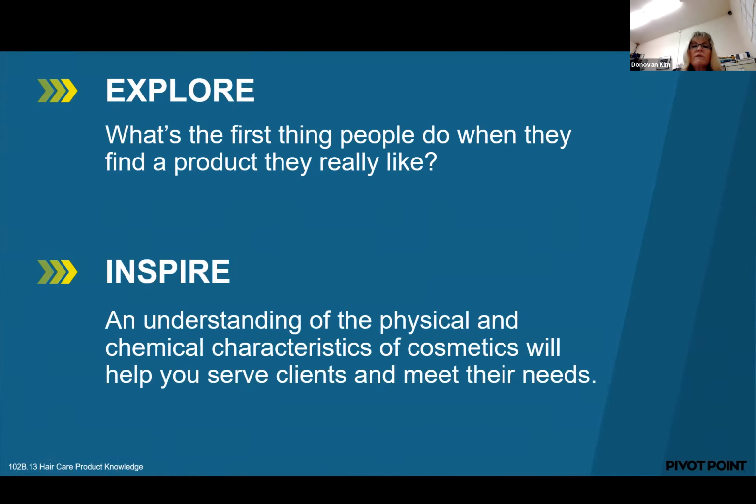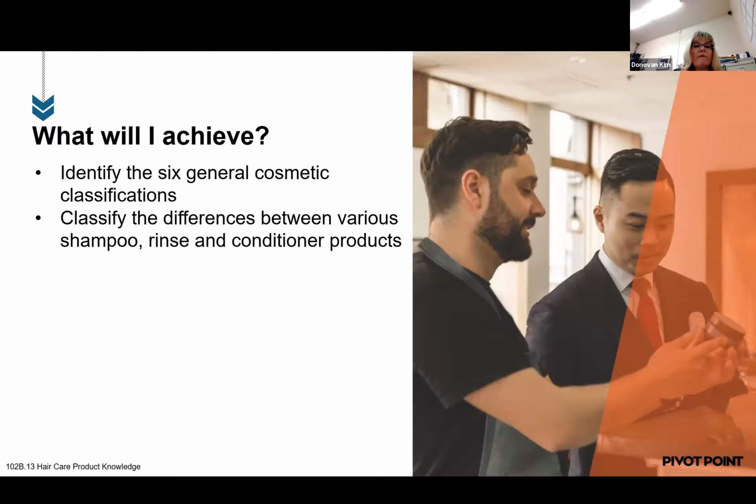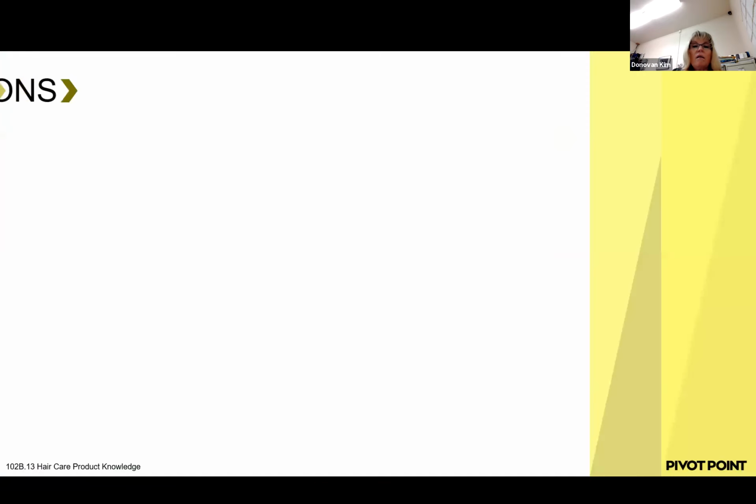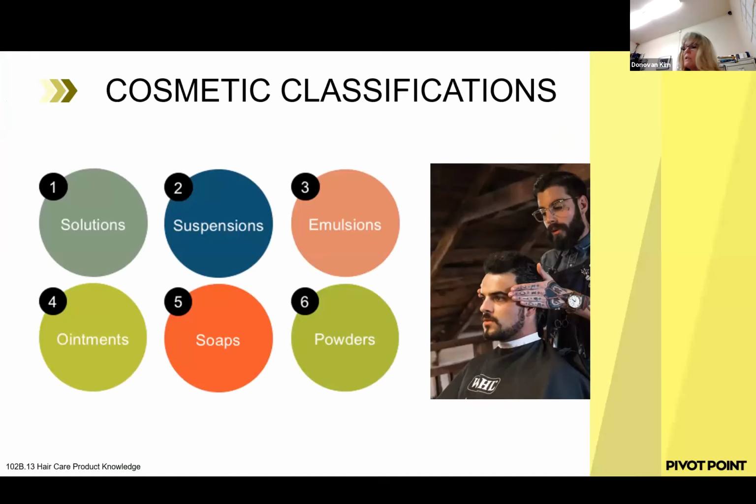Okay, so understand the physical and chemical characteristics of cosmetics. You need to understand all of that, all of it. When we talk about cosmetics, everything that you purchase comes in one of these forms: a solution, a suspension, an emulsion, an ointment, a soap, or a powder. Everything that you buy and use is going to come within one of these 6 classifications.